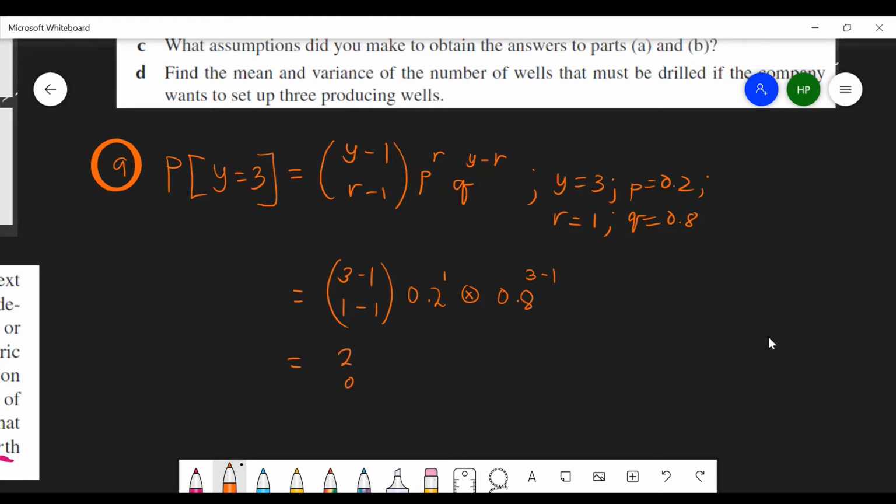And this is equal to what? 2 combination 0. And what is this? 0.2 lang to, di ba? 0.2 times what? 0.8 squared. And what is that equal to? Calculator natin. 2 combination 0 times 0.2 times 0.8 squared. So, you will have 0.128. Ang sinasabi niyan, the probability that what?